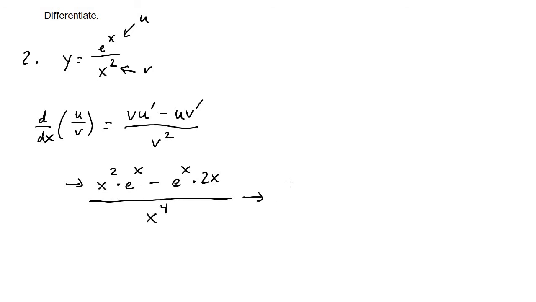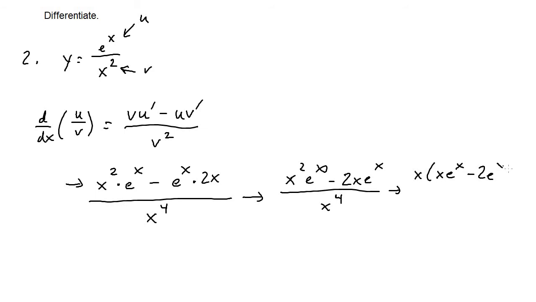So then we can go ahead and simplify. We get x squared e to the x minus 2x e to the x over x to the fourth. I can go ahead and factor out x from the numerator. So we'll get x times x e to the x minus 2 e to the x all over x to the fourth. And then I can go ahead and cancel out one of the x's. So then we'll get x e to the x minus 2 e to the x all over x cubed. And that's going to be the final answer for the derivative.